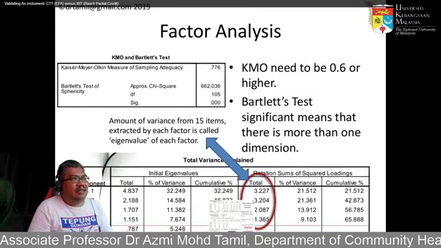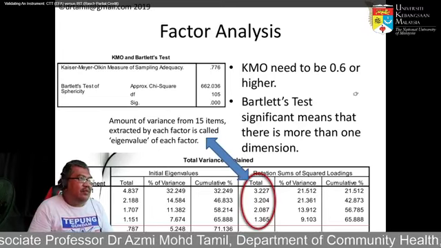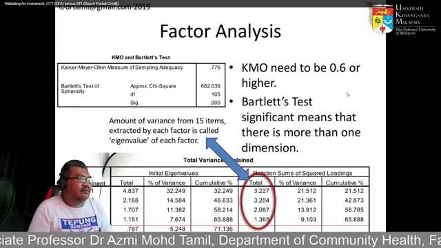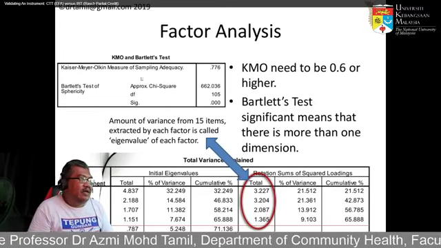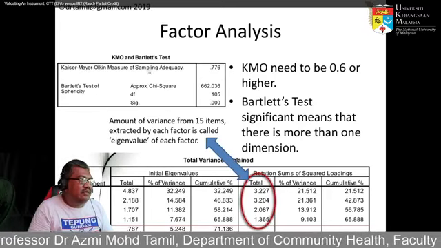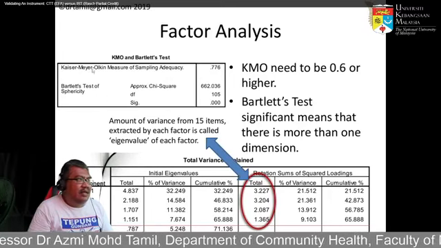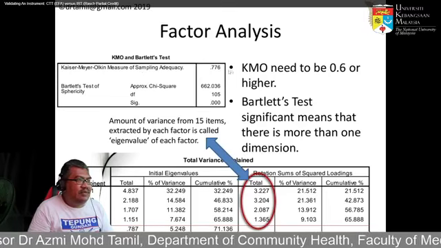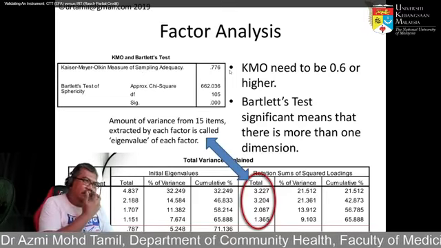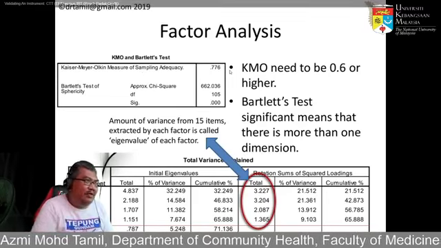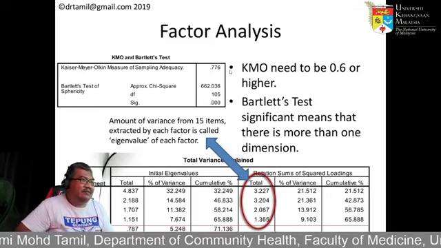You will get answers like this. What do we look for? We look at this KMO measure of sampling adequacy. KMO measure of sampling adequacy should be larger than 0.6. Right now here we are okay because we got 0.776.